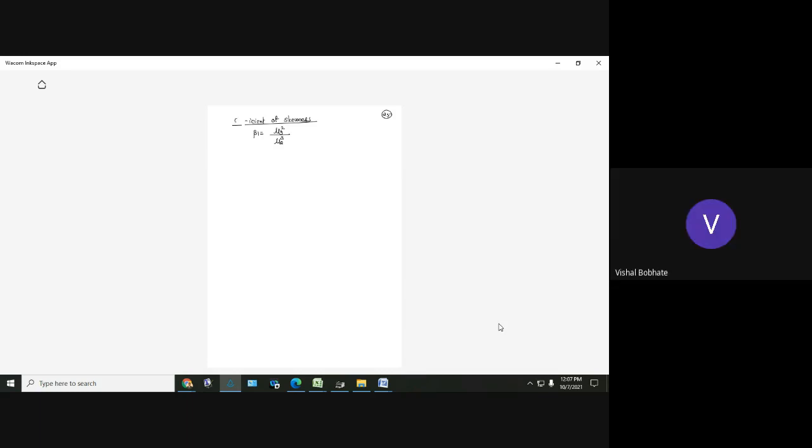ओके यार, कितना टाइम है हमारे पास अभी? टाइम हो गया। Sir, according to timetable, till 12 p.m. अच्छा अच्छा, okay, so it is over.